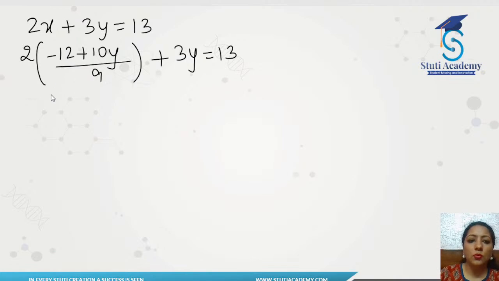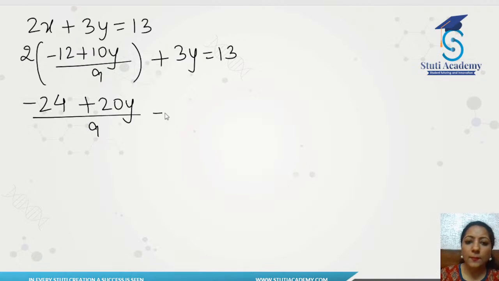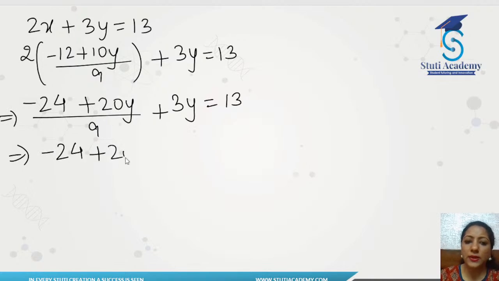Now let us solve this. We will get here minus 24. So I'm taking this 2 inside and multiplying. We'll get minus 24 plus 20y over 9 plus 3y is equal to 13. Now in the next step, we will take the LCM. So LCM here is 9. We will get minus 24 plus 20y plus 27y. So I'm multiplying this by 9.